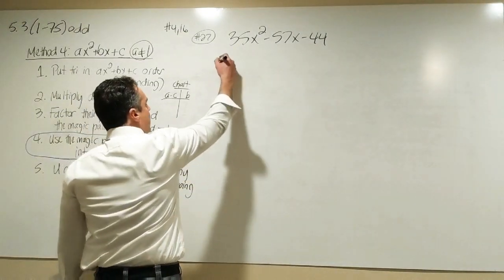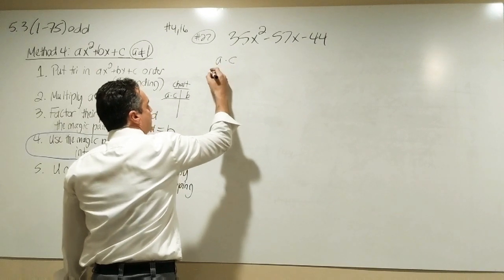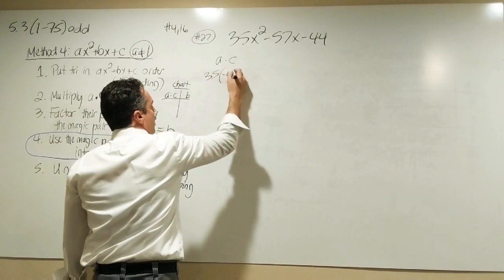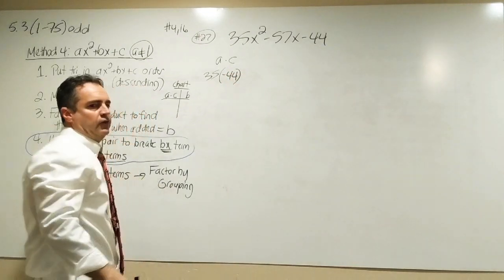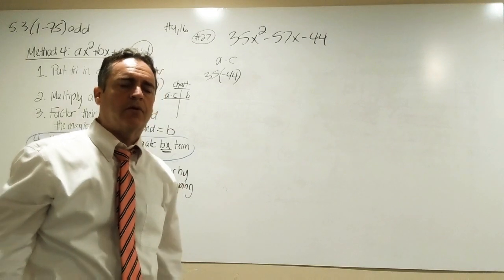So we're going to multiply A times C, this little chart right here. And A times C, Jordan, what's A? 35. And what is C? Negative 44. How about you multiply those on a calculator? It's a big number. You guys multiply it on a calculator at home, see if we're doing our calculations correctly.